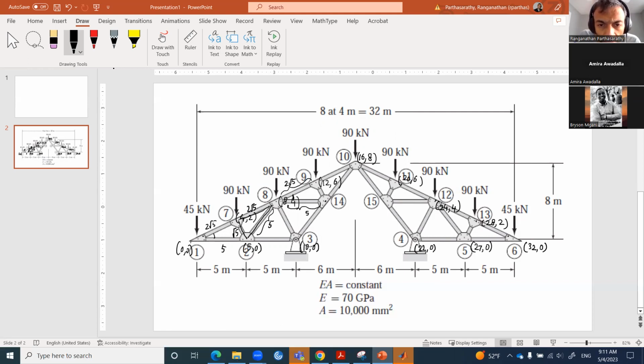Okay. So this one is 13, comma 4. Okay. 13, comma 4. And this one should be symmetrical. So from here it is 16, so 3, so this is 19, comma 4. Okay. So we have all of the coordinates of all of the nodes.